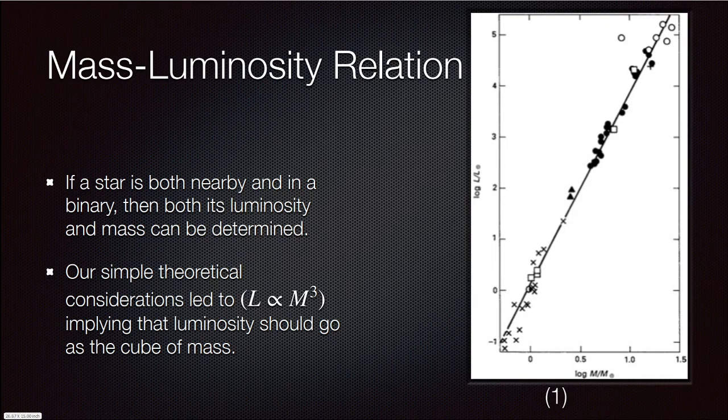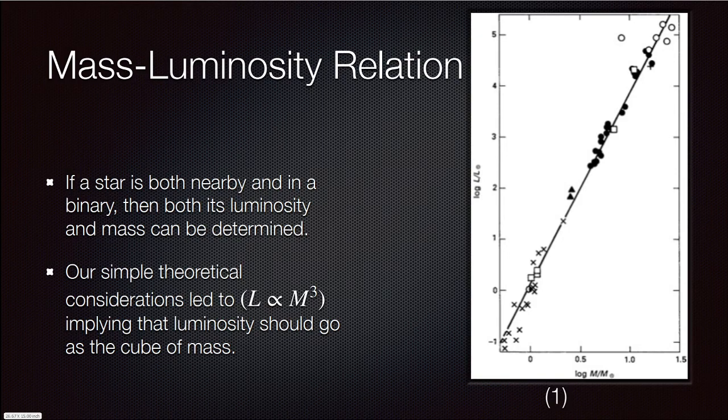The first feature is the mass luminosity relationship. If we take a nearby star that is in a binary, then both its luminosity and mass can be determined. Plotting luminosities and masses of such stars, we get this image, a straight line. And this we could have calculated, as told by my friend Roshan, by the relation that luminosity is directly proportional to M^q. So this is the reason why we are getting a straight line.